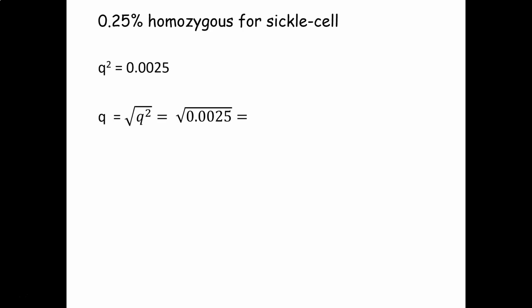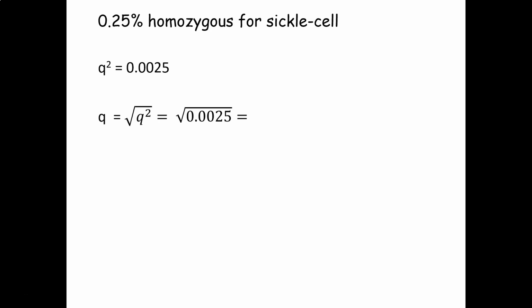And we were told that it was 0.25%. When we work in Hardy-Weinberg, we always convert those to decimals as opposed to percentages. So that means that I needed to move this decimal place 2 spots to convert that percentage into a decimal. So my Q squared, my homozygous recessive, these are the people with the sickle cell disease. The frequency of being homozygous recessive for sickle cell is 0.0025.